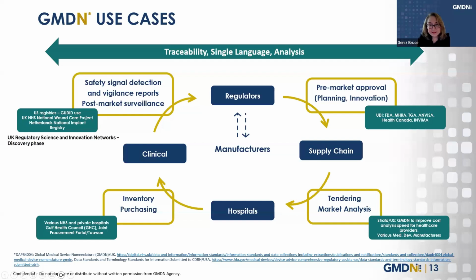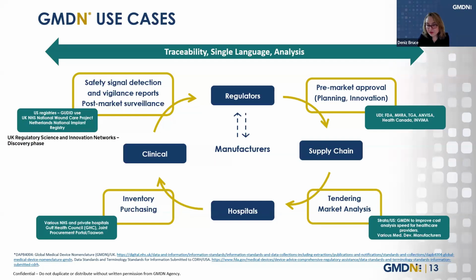GMDN use cases. It has been more than 25 years since the first edition was published. GMDN enables traceability, a single language in terms of information exchange, and enables analysis. The use cases obviously started with pre-market approval, the planning, capturing the innovation within the new device definitions, which we relate to UDI programs.